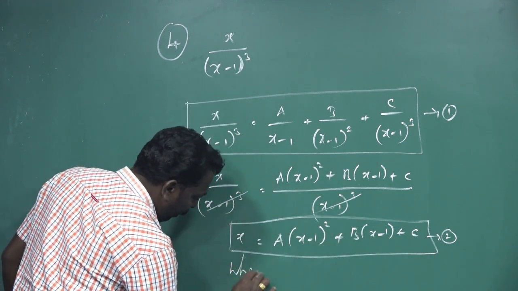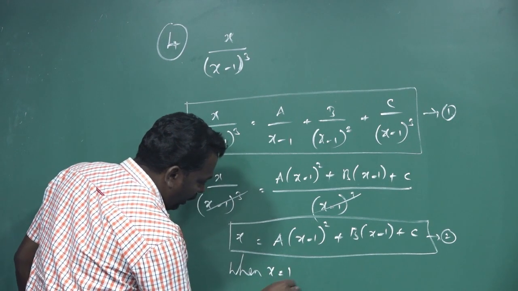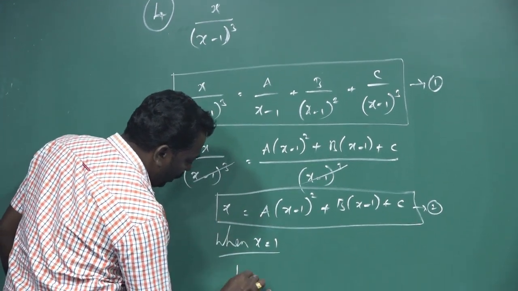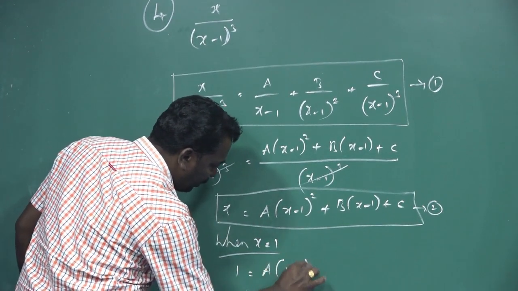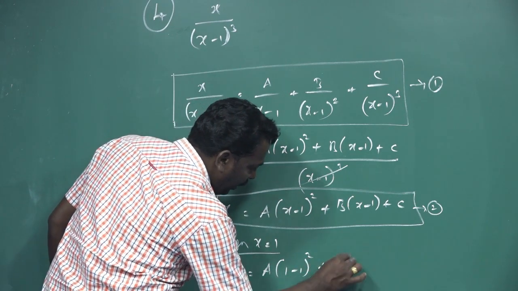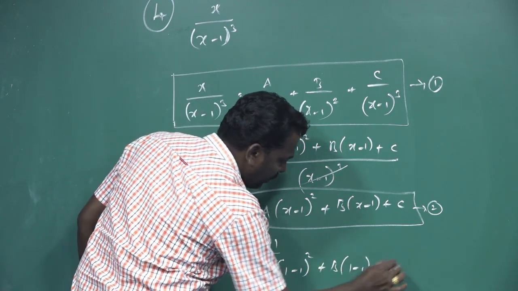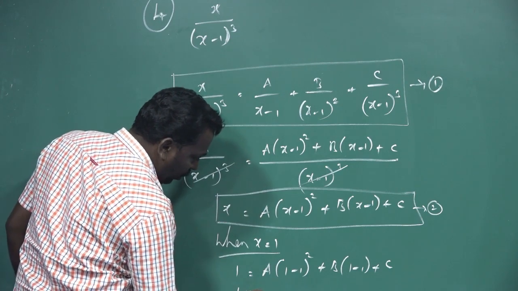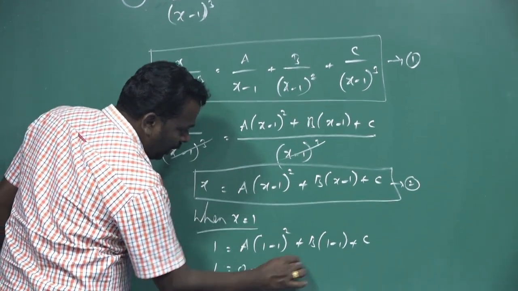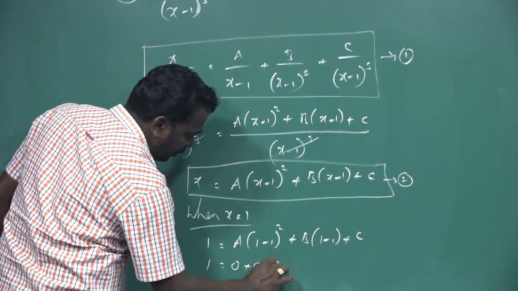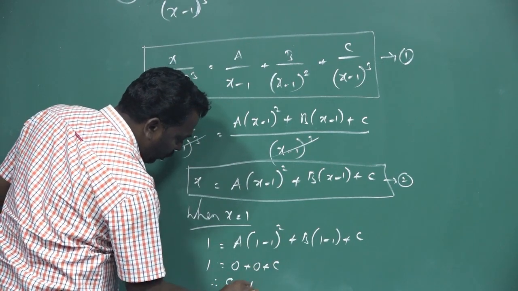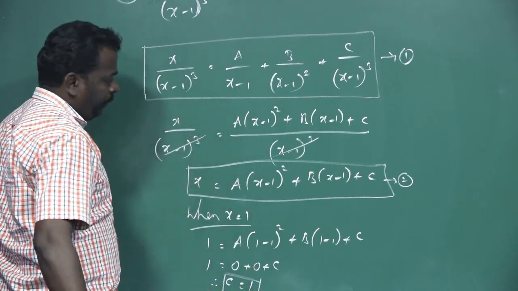Now when x is equal to 1, put x equal to 1: that is equal to a into 1 minus 1 whole square plus b into 1 minus 1 plus c. Therefore 1 is equal to, this term is cancelled, 0, and this term is cancelled, 0, plus c. Therefore c is equal to 1.